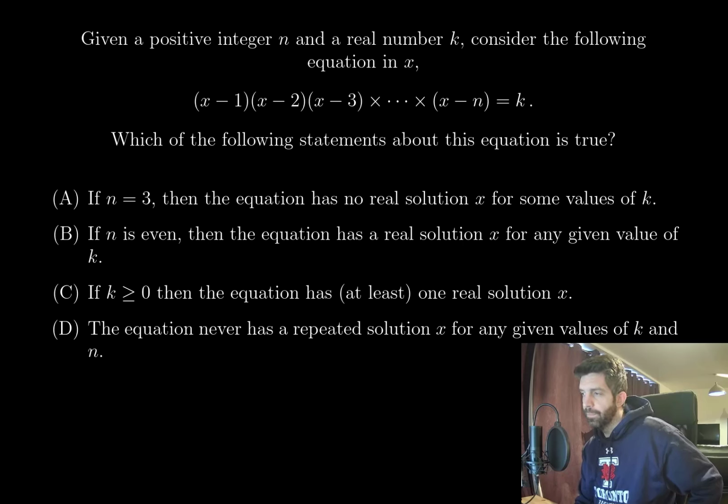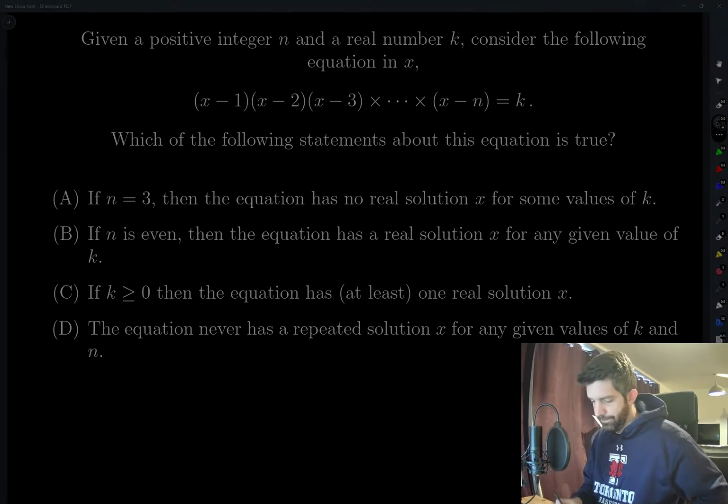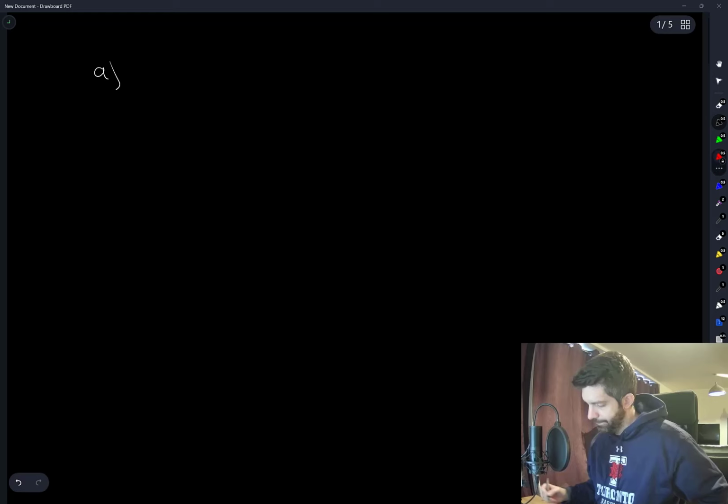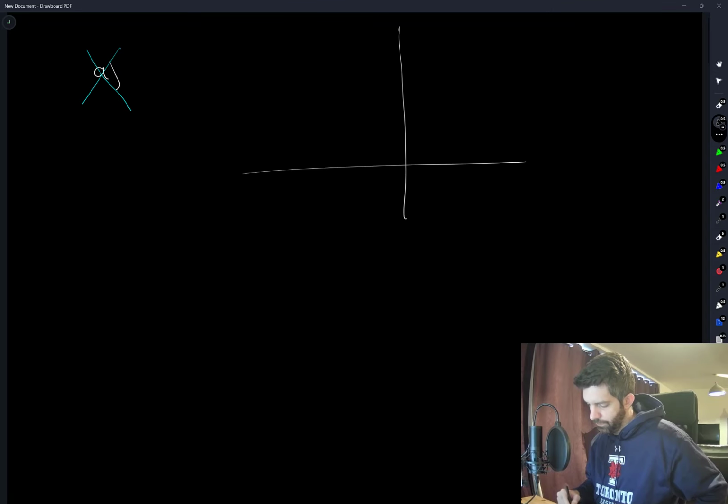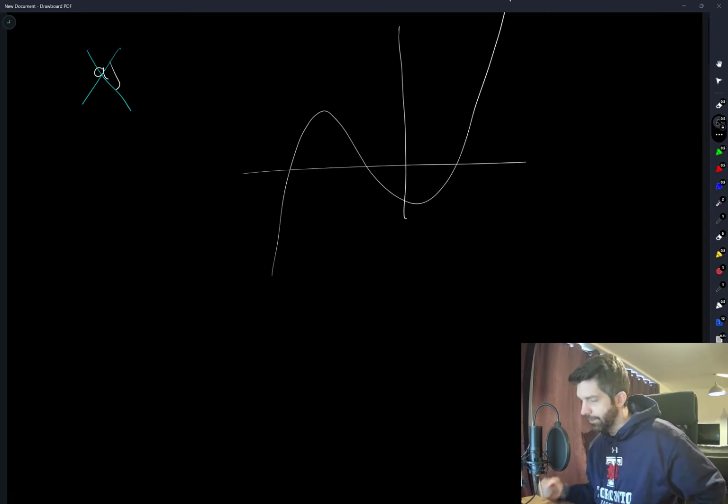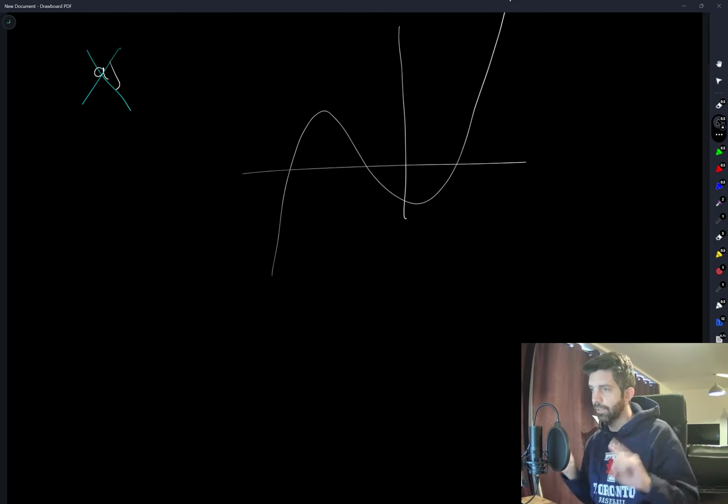So option A, for example: if n is equal to 3, then the equation has no real solution x for some values of k. This is false, because if n is equal to 3, then it's a third degree polynomial, and the range of a third degree polynomial is the entire real line, so that'll always have a solution. So we can rule out A right away. A third degree polynomial looks something like that in general, right? It's always going to go off to negative infinity and up to positive infinity as x goes to the left or the right.